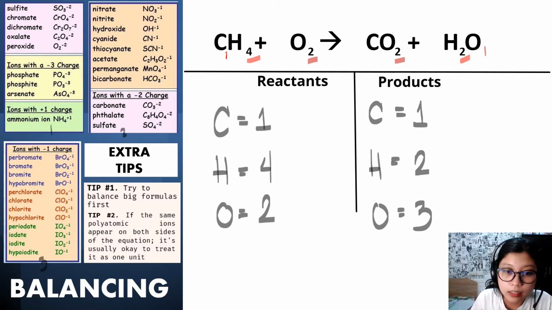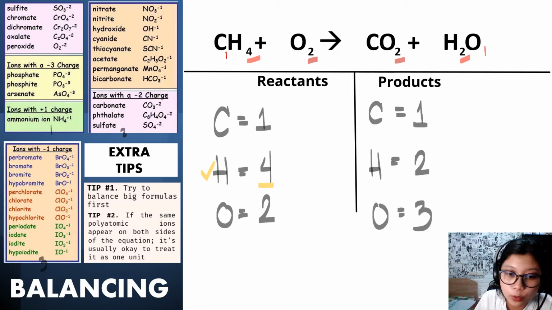Yes, it is hydrogen. Hydrogen has the highest number of atoms, with 4. So we're going to start balancing with hydrogen first. However, the question is, hydrogen in the reactant side has 4 atoms and the hydrogen in the product side has 2 atoms. How are we going to balance them? How are we going to make them have the same number of atoms?